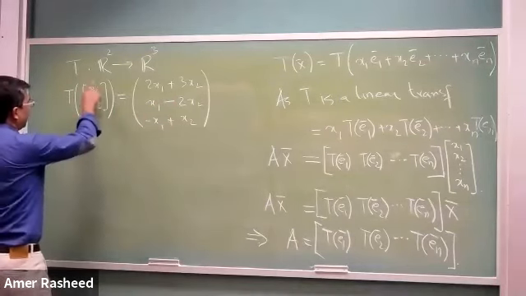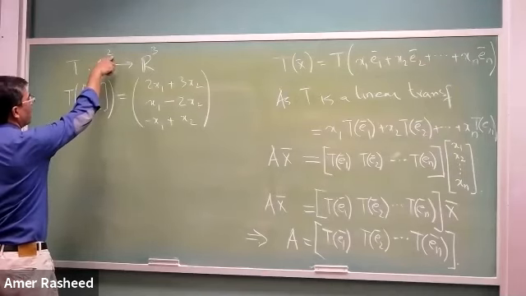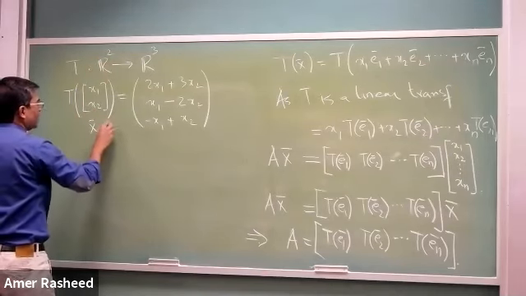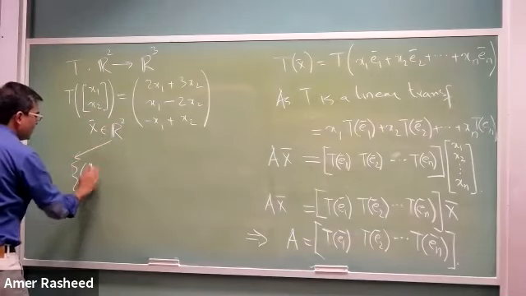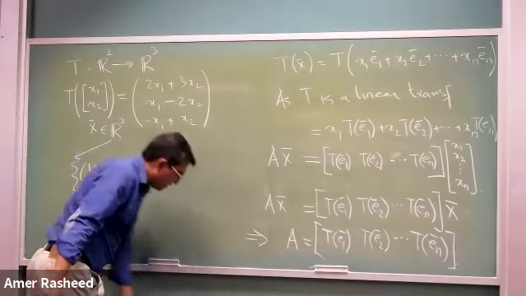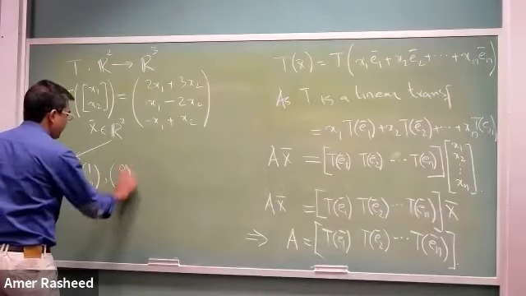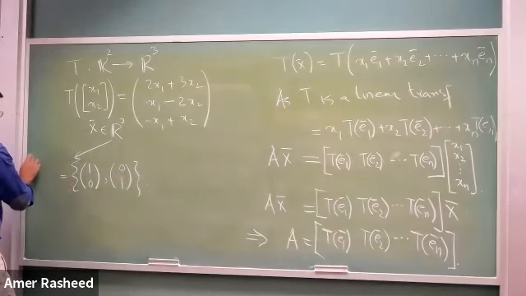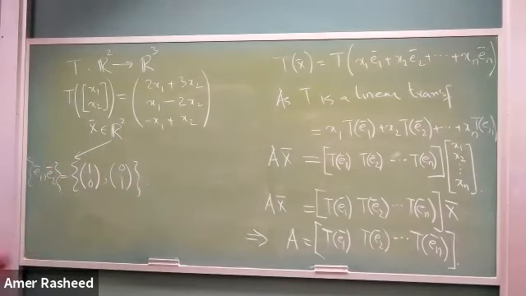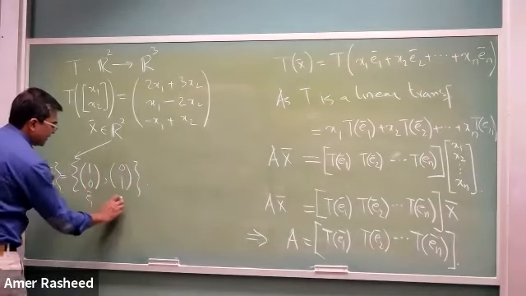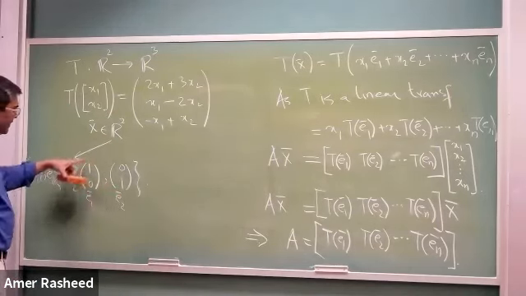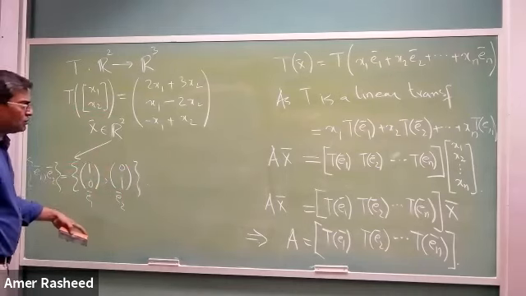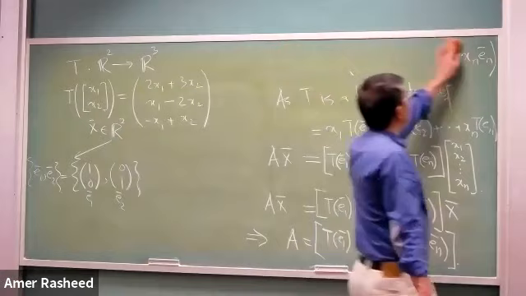Now, this x belongs to R2. What are the standard bases of R2? These are 1, 0 and 0, 1. In fact, it is E1, E2. These are the standard unit vectors. This is your E1 vector, and this is your E2. Now, under this transformation, we have to find the images of E1 and E2.